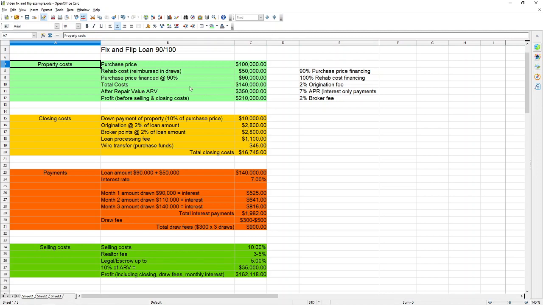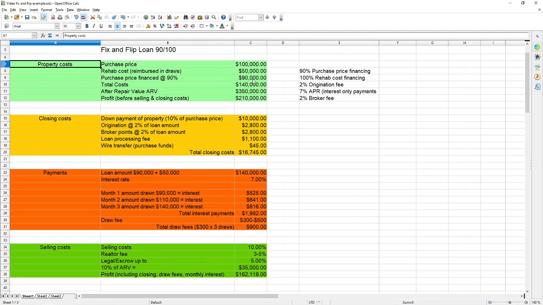All right, so our deal price is $100,000. And by the way, these numbers, this 90/100, typically apply to 1 to 4 unit residential properties, and it's very common throughout the industry. It could possibly extend to other types of properties, but generally speaking, it is applied to 1 to 4 unit residentials. All right, so in our example here, this property is priced at $100,000 for purchase, $50,000 rehab cost.